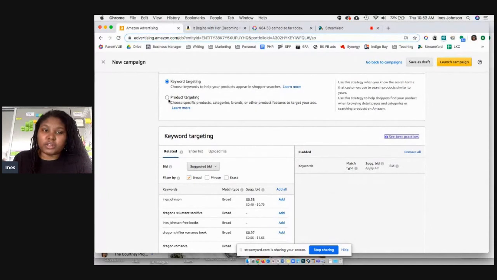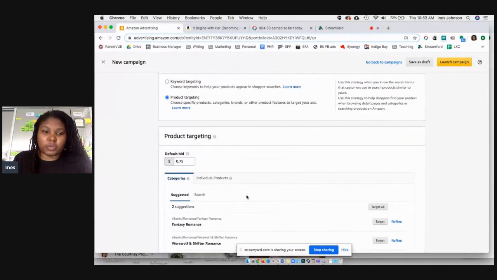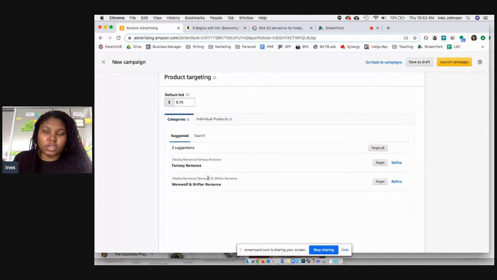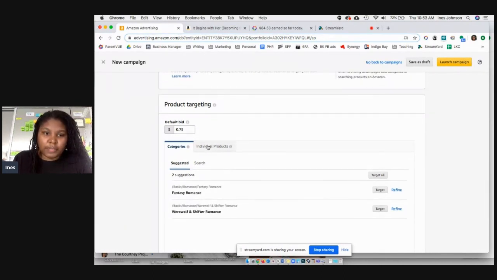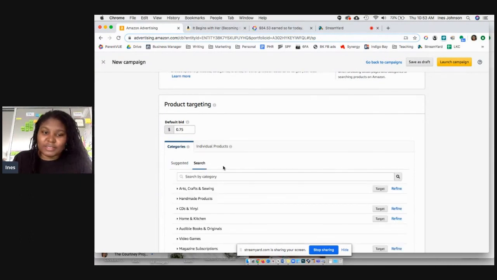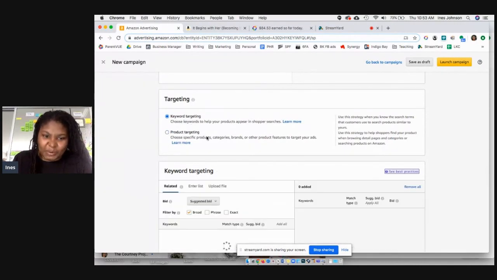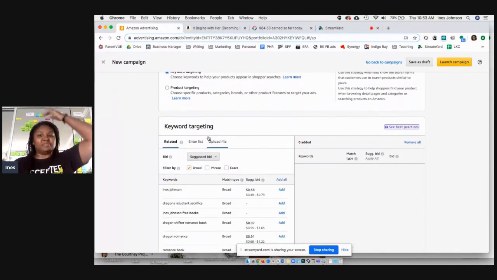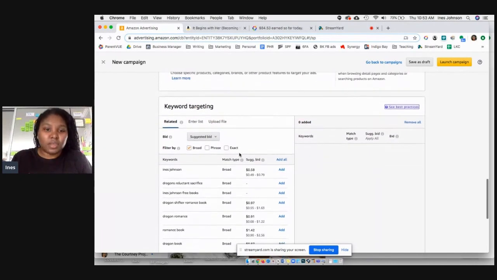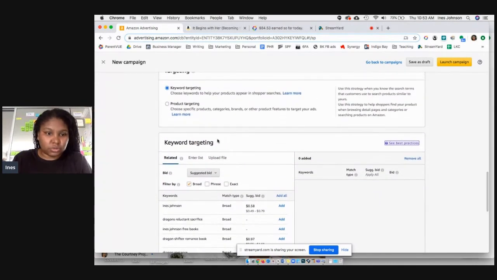And you could do product targeting, which I'm not going to do, but you could do product targeting where it's going to look for where this is going to fit best, like werewolf and shifter romance, fantasy romance. And then you can come and you can search for more. This is, again, I very specifically know where I want to be. So I'm going to do keyword targeting. And I'm also going to enter a custom bid of 30 cents. That's the most that I'm willing to spend right now.